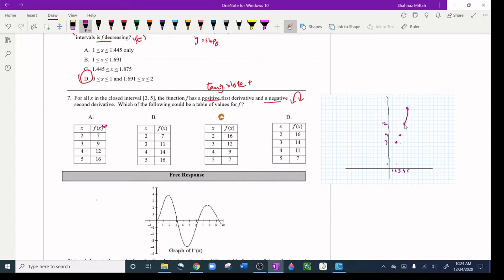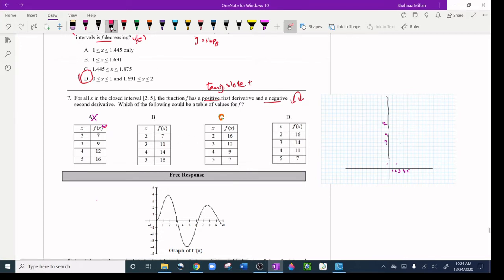So this one looks like concave up, and every tangent line, when I draw tangent on these dots, is going to be positive slopes. Like every tangent is positive, but it's concave up, so it's not concave down. So A is not my choice, so I'm going to erase that.